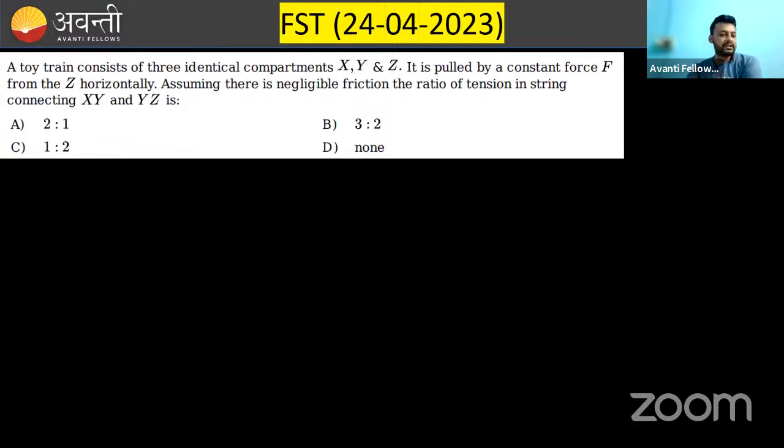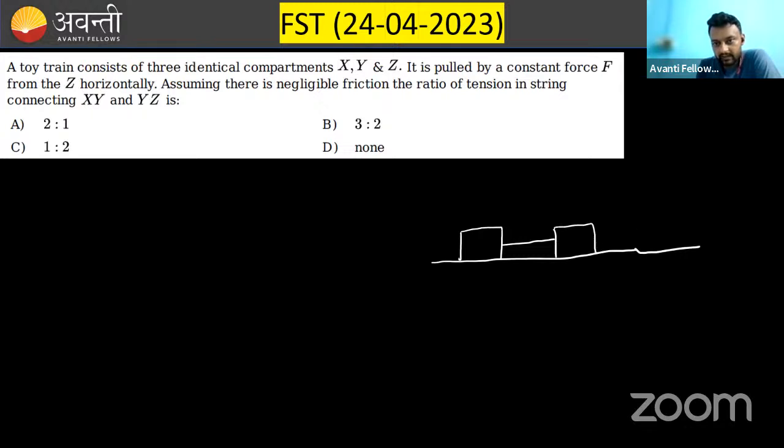There is a toy train which consists of 3 identical compartments X, Y, and Z. It is pulled by a constant force. Okay, first of all, draw the situation. This is the horizontal surface. There is a toy train which has 3 identical compartments like this. It is placed horizontal, however, it looks like an inclined plane, but you can understand. It is pulled by a force F.